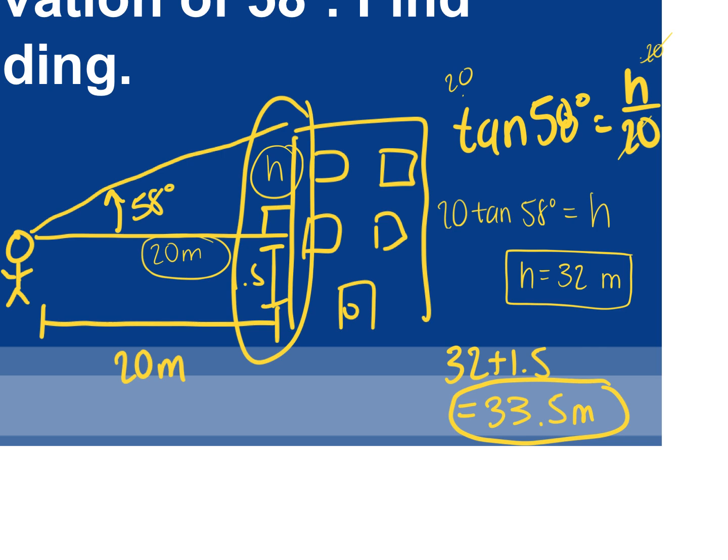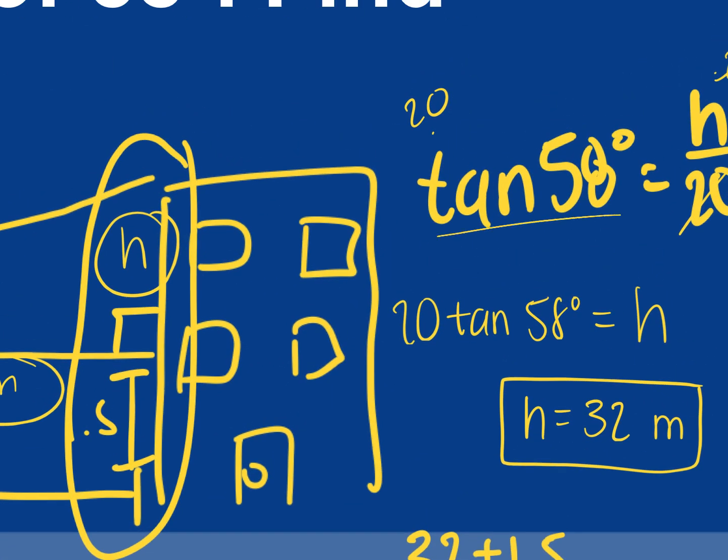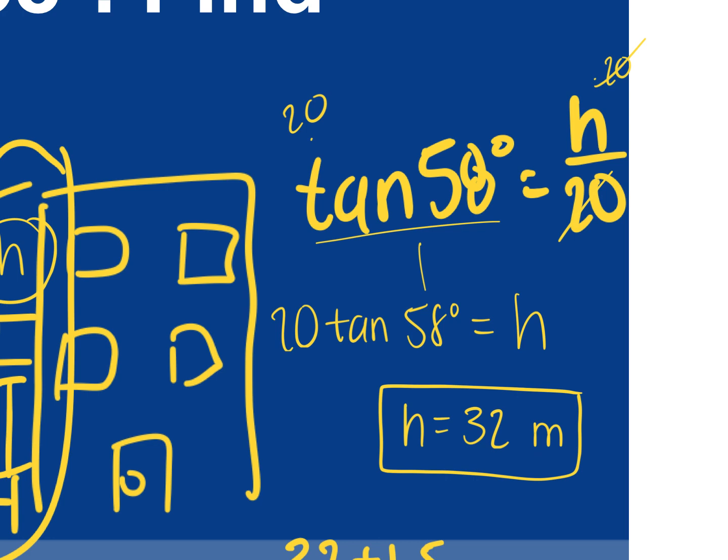Yes? So you know how I multiplied 58 times 20? Why would you put the 58 over 1 and cross multiply? You could. So you could put 58 over 1 and cross multiply. You're going to get H equals 20 times the tangent of 58, correct? So it's the same thing either way, all right?